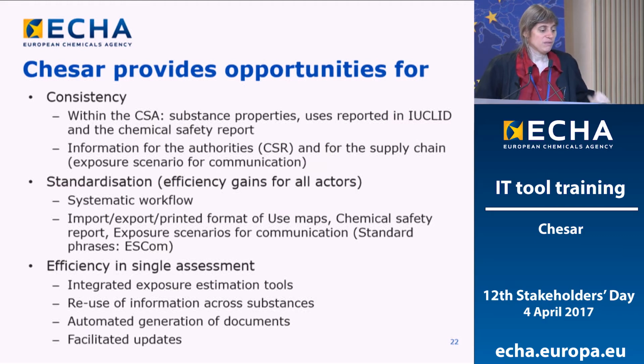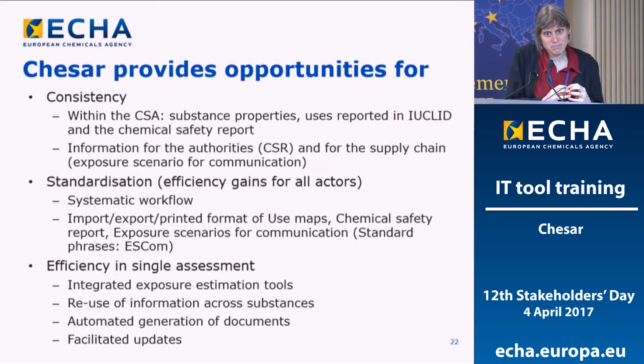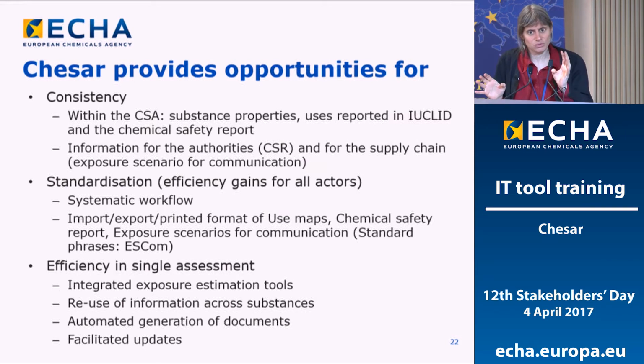First of all, this consistency within the CSA, because the substance properties and the uses reported in Euclid are totally consistent with the chemical safety report, because the information is transferred automatically. So it's easy and no mistakes are possible. The information for the authorities, so in the CSR, and for the supply chain, so the exposure scenario for communication, are also generated in a consistent way. They have the same basis, and it's only provided in different types of forms, adapted to the needs.